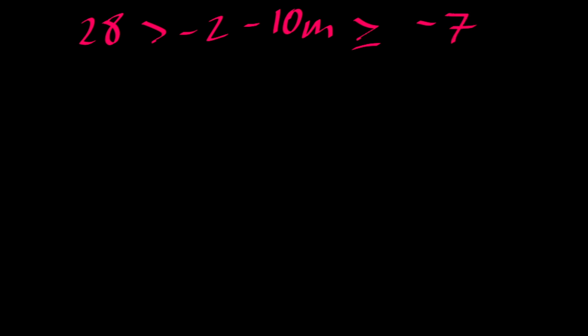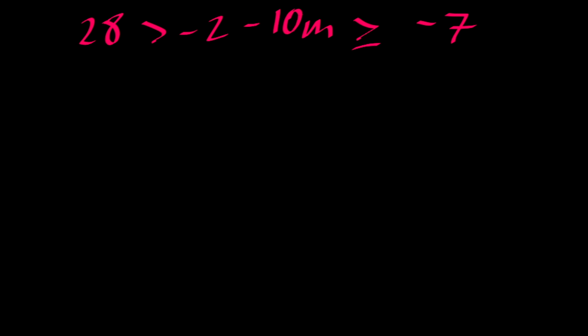Let's do this one. Let's say 28 greater than -2 minus 10m greater than or equal to -7. That's a lot better. All right, so now you're probably not used to seeing this type of setup because everything's condensed, right? Now instead of and, we don't have an and or an or in the middle. So here's how we go about solving this. We're going to solve and isolate m, but we're going to keep m in the middle.